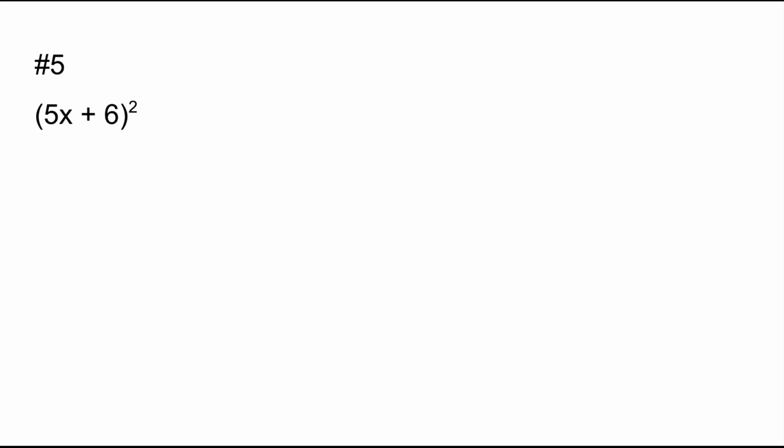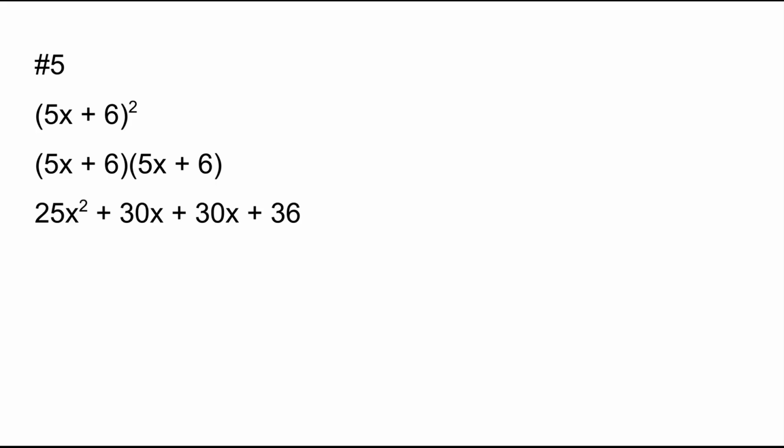Number 5. We're going to do this the same way even though we have a 5 as a coefficient with our x. So we have (5x + 6) squared. Go ahead and write it out all the way: (5x + 6) times (5x + 6). Let's multiply. 5x times 5x is 25x squared. 5x times 6, 30x. 6 times 5x, 30x. 6 times 6, 36. Add your like terms: 25x squared plus 60x plus 36. Great job.